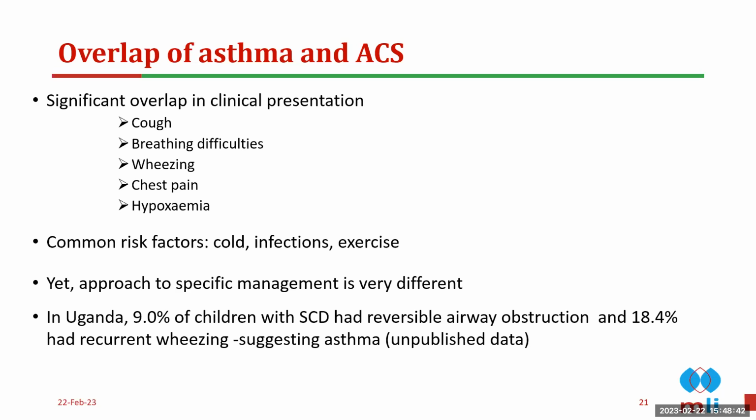In the study that was done in Uganda, it was found that 9% of the children who had sickle cell disease had reversible airway obstruction, and 18.4% had a history of recurrent wheezing, which was suggesting asthma. But I was just wondering, when we look at probably the chest clinic where we see children with asthma, how many of those children actually have sickle cell disease? Is it possible that we are missing out on some of these children and therefore contributing to the mortality that we see?